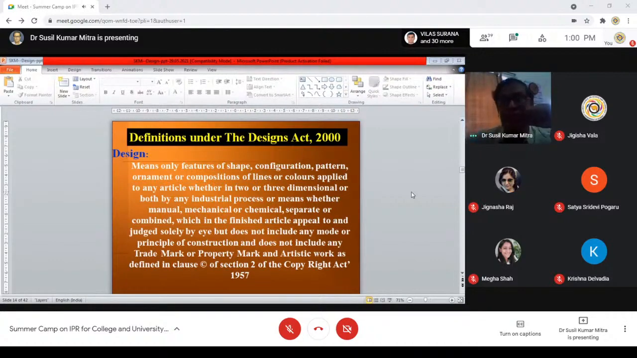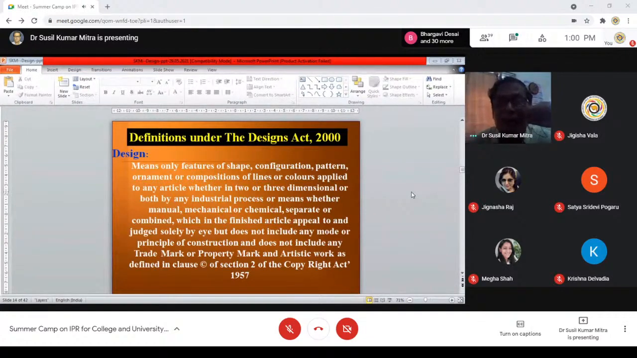It may be applied in two-dimensional form. It may be a bed sheet, a bedcloth, curtains, or a dress, or it can be in three-dimensional form, by mechanical process, manual process, or both, chemical or separate or combined. But it should be how it can be judged, how it will be examined by the examiner of design. It can be seen only by the eye.